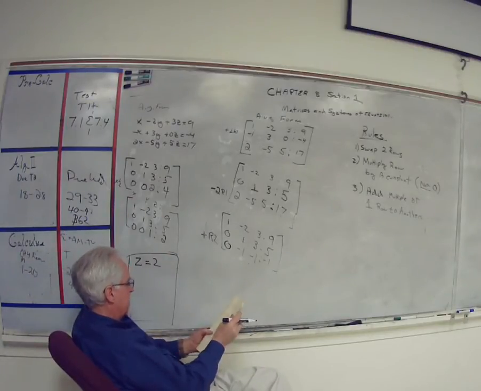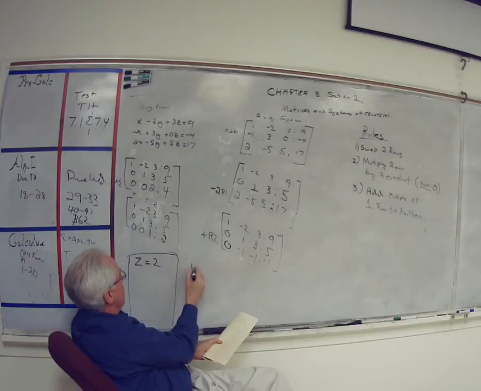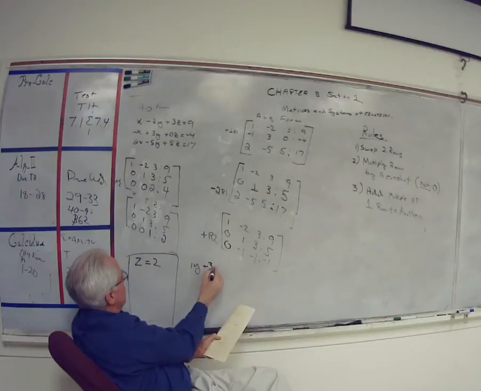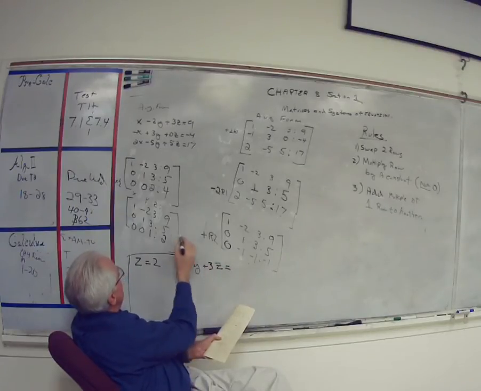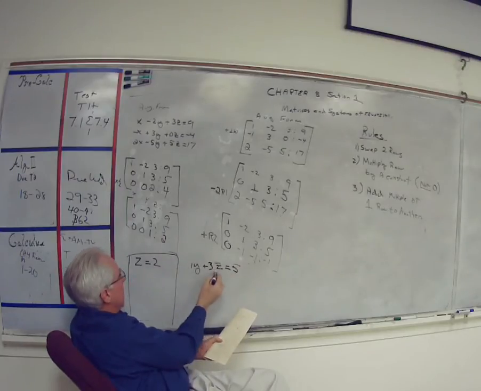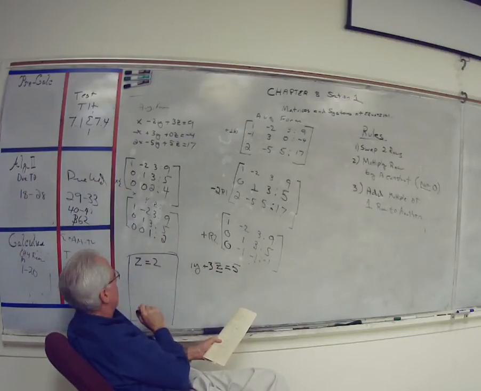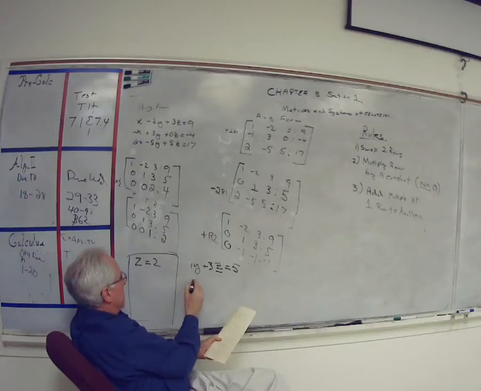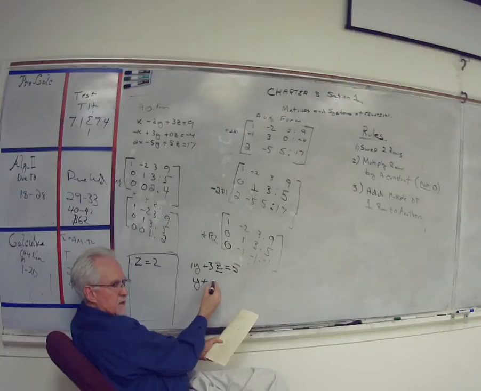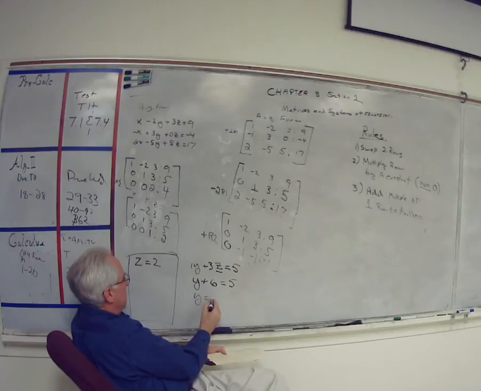So write the equation. What would the equation be? Y plus 1Y, right? Plus 3Z is equal to what? 5. All right. Now, what's the good news? I know Z is equal to 2. So I have Y plus 6 is equal to 5. So Y is equal to what, Catherine? Y is equal to negative 1.